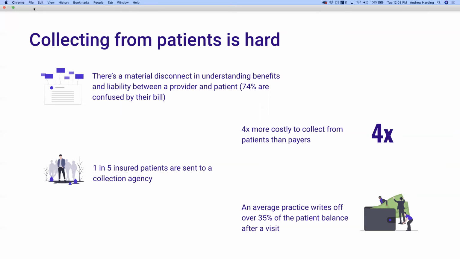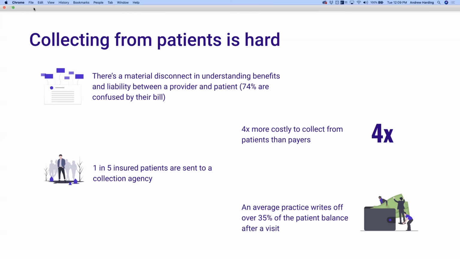So from a clarity standpoint, there's definitely a disconnect between what you're familiar with seeing every day and what a patient sees when they get their statements. There's a lot of confusion, and this confusion makes it really difficult and costly to collect from a patient. If appealing denials to insurance companies is high cost and takes a lot of time, it's actually 4x more costly to collect from patients than from an insurance company or payer.